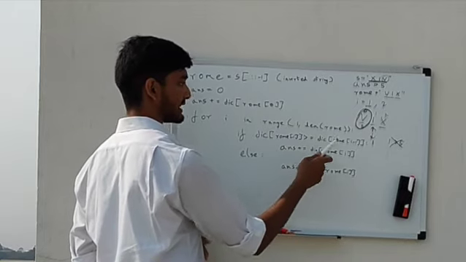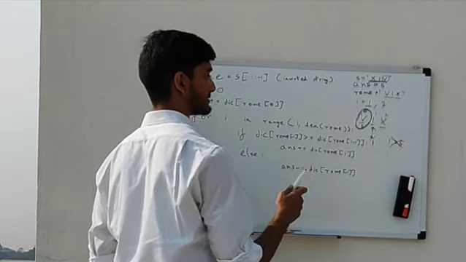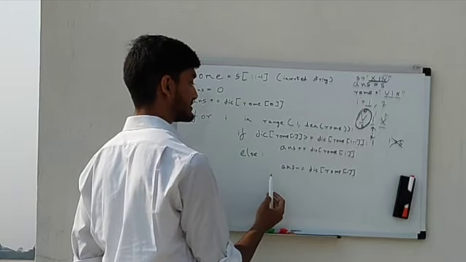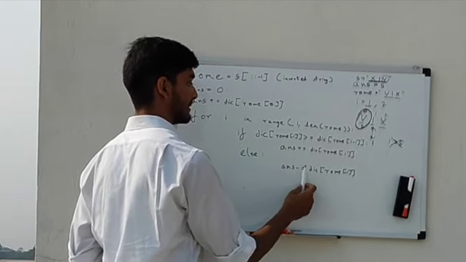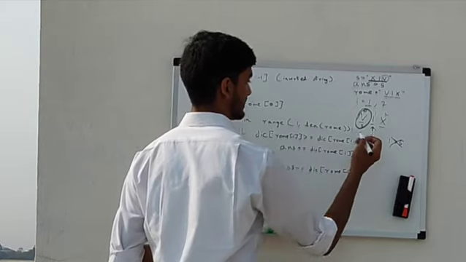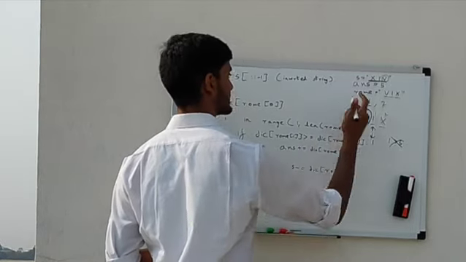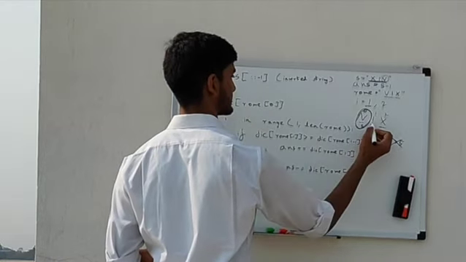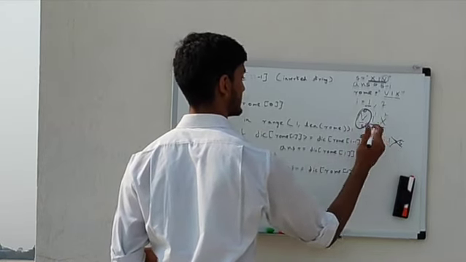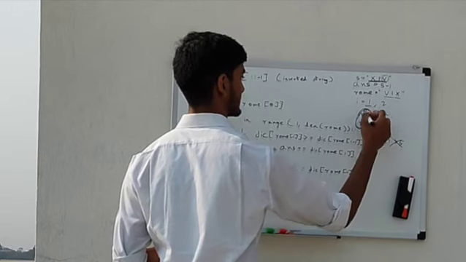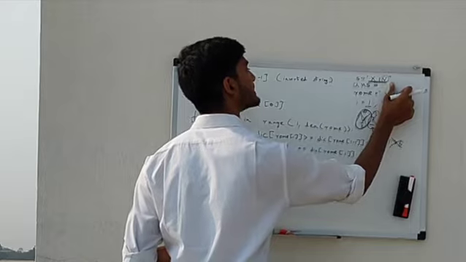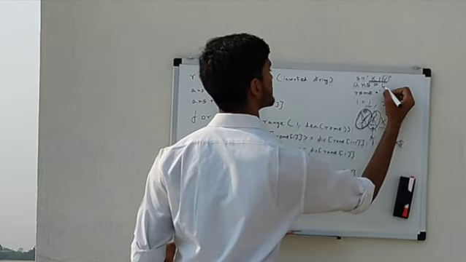So dictionary of Rome of I is 1 and dictionary of Rome of I minus 1 is 5. This condition is false. So what will happen is the else condition will be activated, which will give us answer minus dictionary of Rome of I, which means that for the answer we'll just subtract 1, which is the Rome of I, this current one where I is. So this one is also taken care of. We'll get the answer as 4.